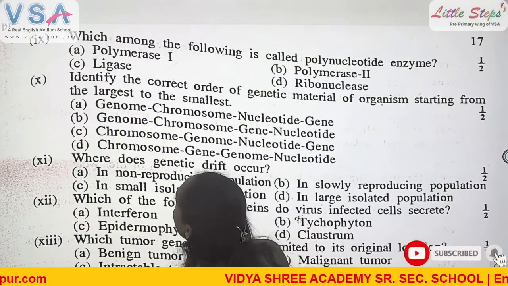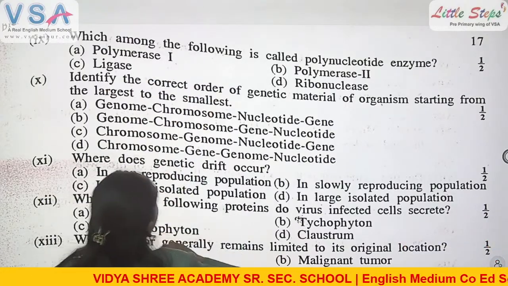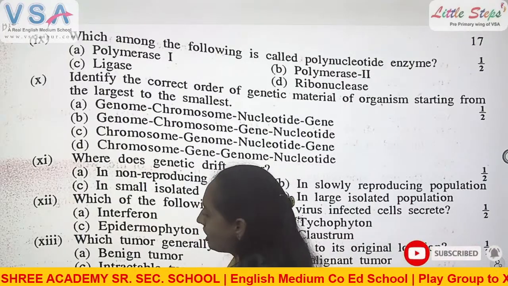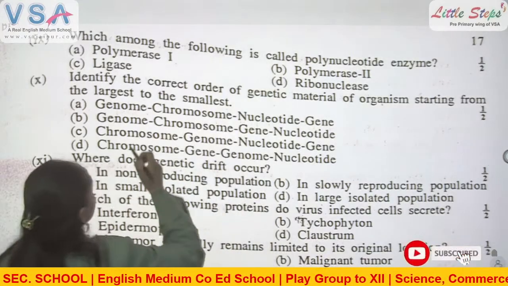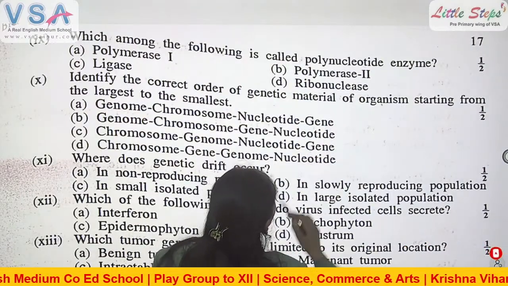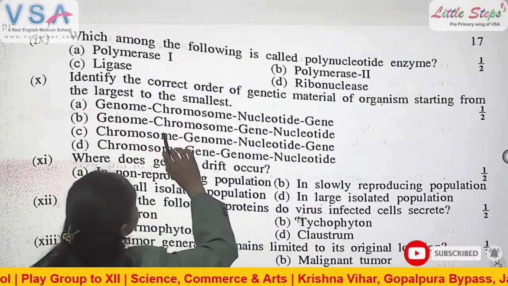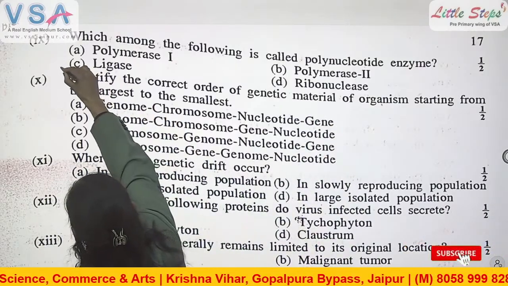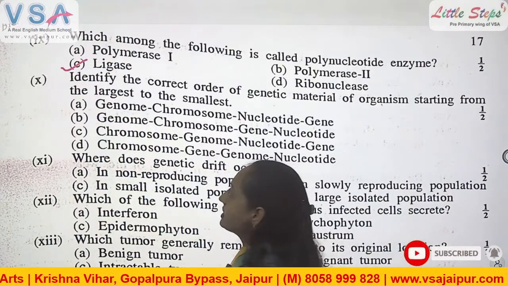Now the next question is, which among the following is called polynucleotide enzyme? Option A, polymerase first. Option B, polymerase second. Option C, ligase or option D, ribonuclease. So what is the right answer? Option C, ligase. This is the right answer.